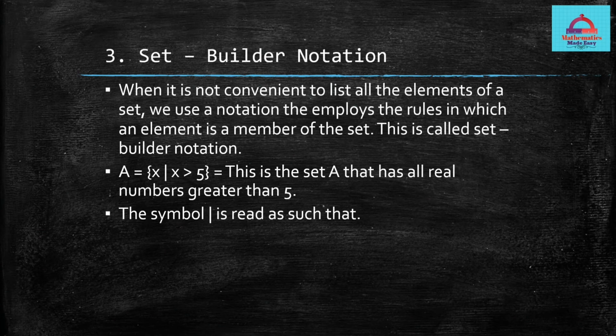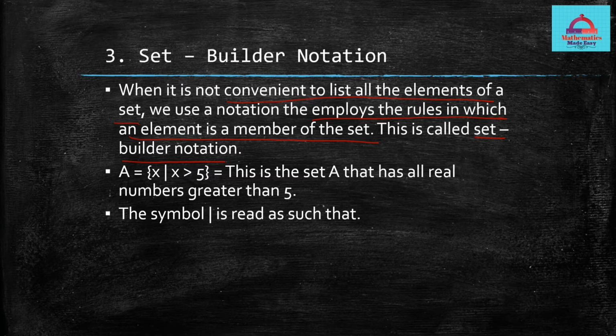Okay, now let's do the third and the final notation, which is the set builder notation. Sometimes it is not convenient for us to write all the elements of a given set. Especially when it is an infinite set, we are going to be using the notation in which we just mention the rule that will be applicable to each element of the set. So when do we use set builder notation? It is used when we want to employ the rule in which an element is a member of the set. That is when we are going to be using this set builder notation.